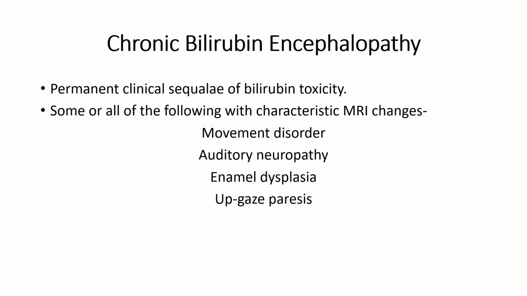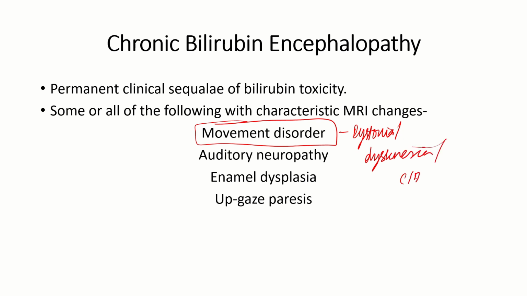To wrap up, chronic bilirubin encephalopathy or Kernicterus is a permanent sequel of bilirubin toxicity, and it can have some or all of the following features. There can be movement disorders, and as the extrapyramidal tract is involved, the movement disorders will also be extrapyramidal, like dystonia, dyskinesia, choreoathetosis, etc. Let's look at a few cases.